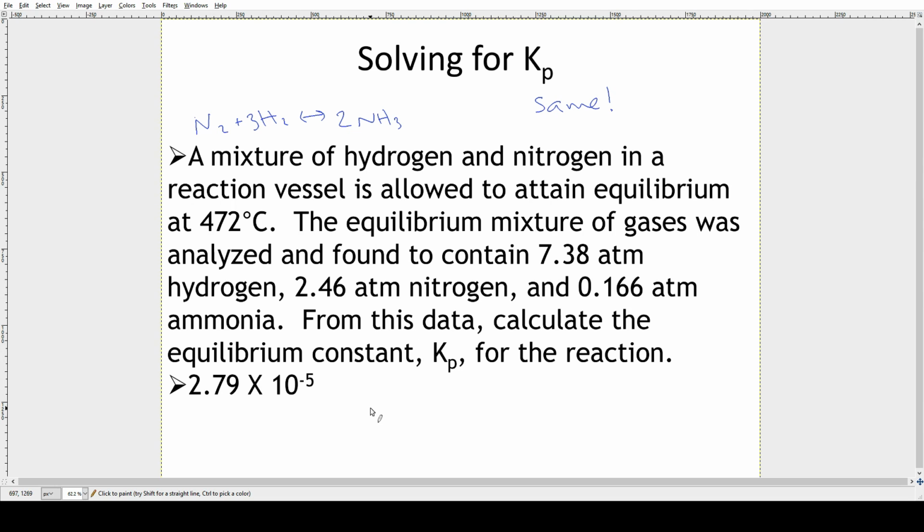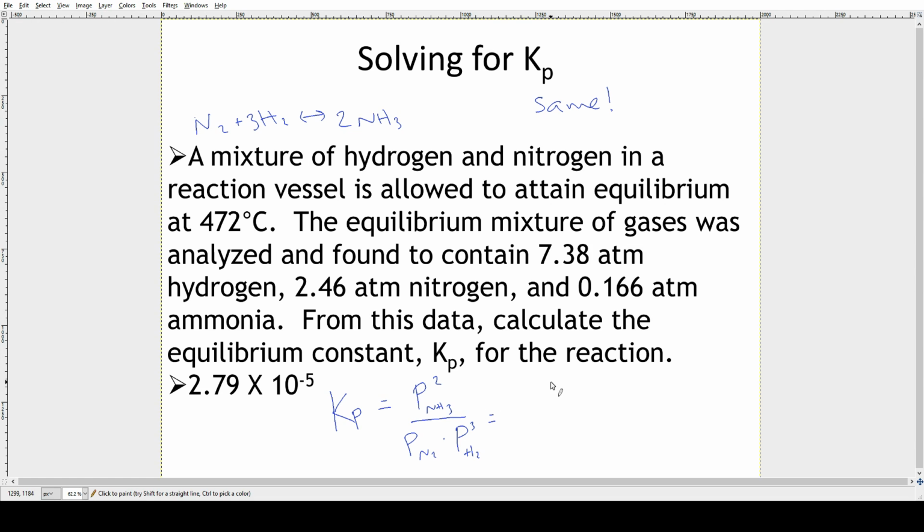Okay, and here are our different pressures. So you could pause it if you want to try and figure this out without me walking you through it. Go ahead and pause. Welcome back. So, okay, I want my, oops, it's not a concentration. I want the pressure of NH3 squared over the pressure of N2 times the pressure of H2 cubed.